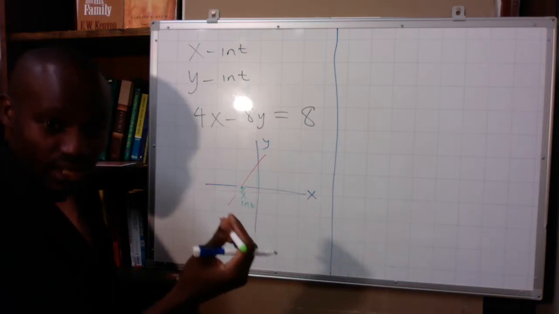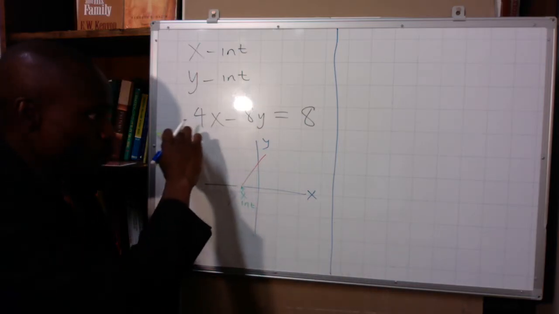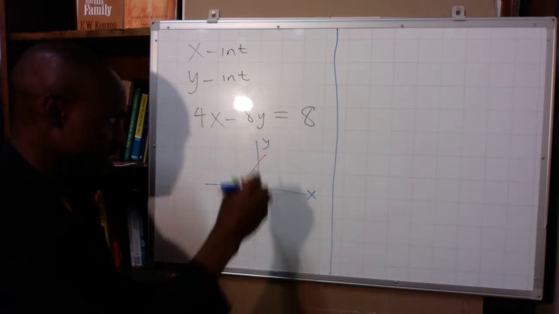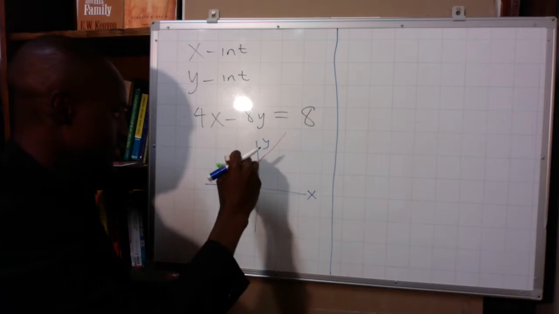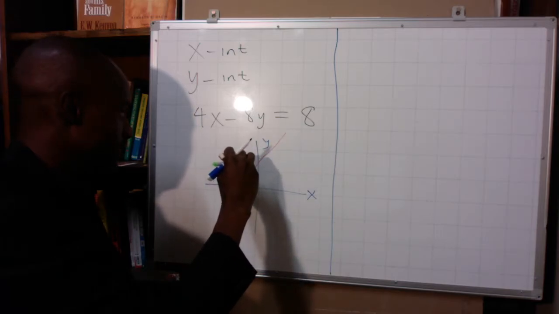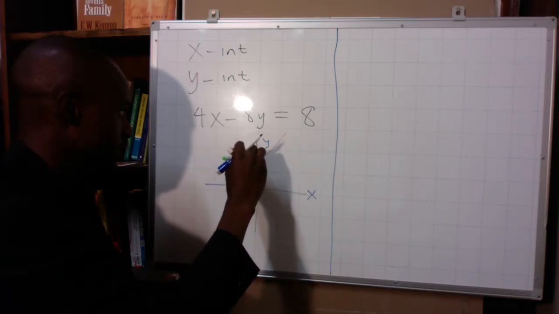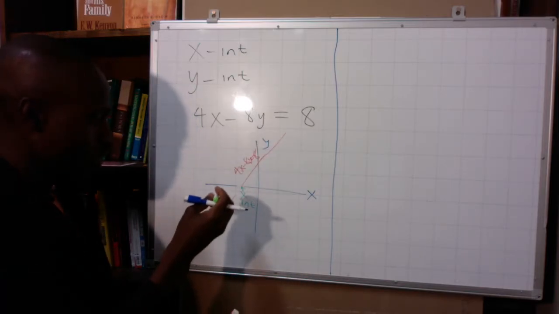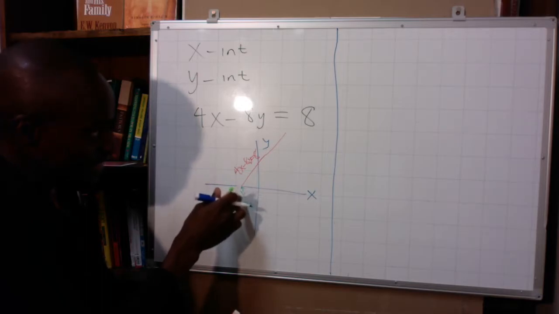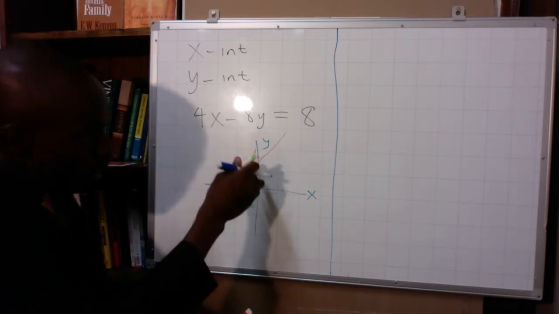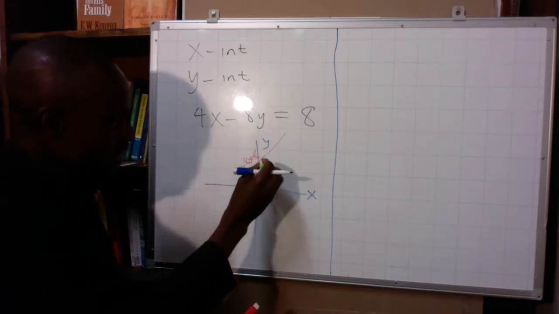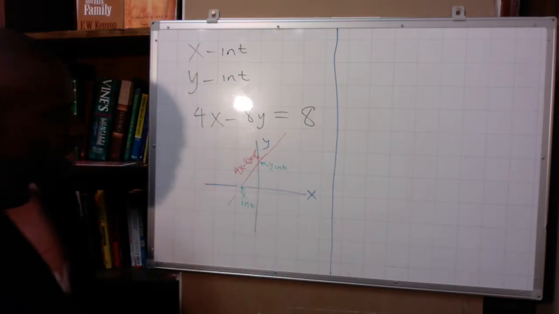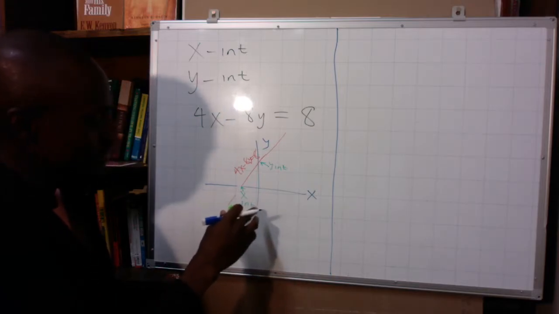Again, is it clear? When we graph the line, this is the line. This line right here is the line 4x minus 8y equal to 8. So the point where the line crosses the x-axis is the x-intercept. The point where the line crosses the y-axis is the y-intercept.